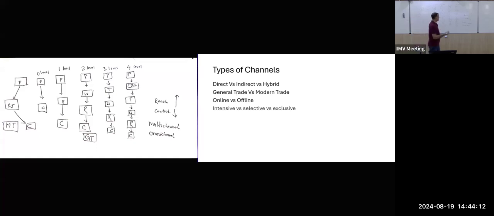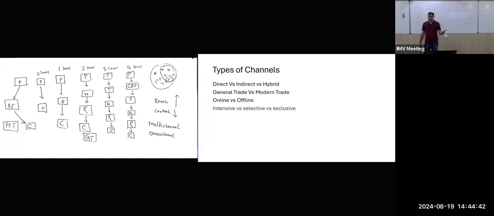So in a nutshell, when you want to reach out to all the customers who are there in the market, you need intensive. When you want to reach a selective type of customer, then you need a selective distribution channel. And when you need to reach out to exclusive people, only a minimum number of people, then you need an exclusive channel. So these are the different channels available to a marketer that they can use to distribute the product.